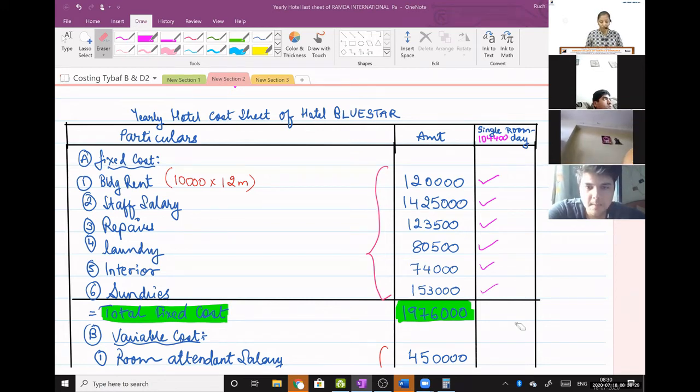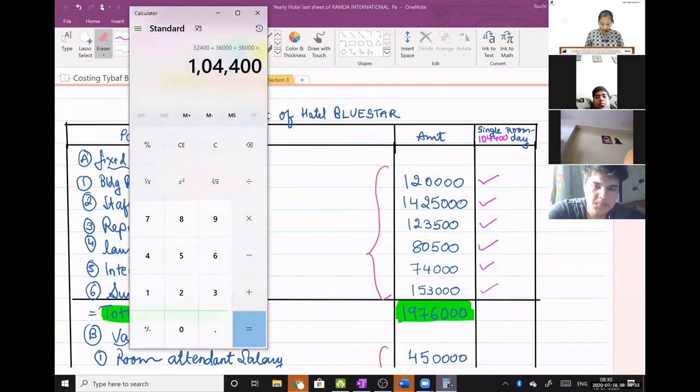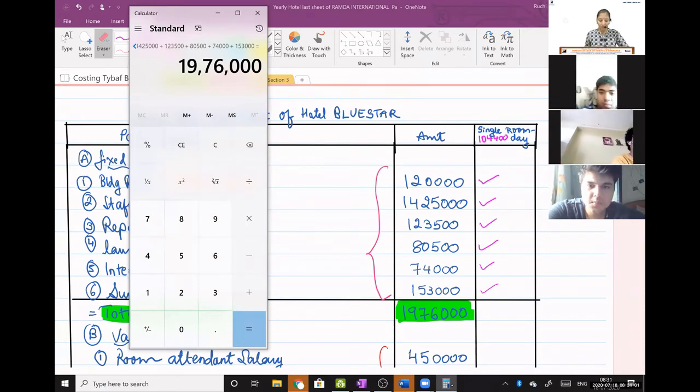Then total your fixed cost. All the 6 expenses under fixed cost. Let us verify. 1,20,000 plus 14,25,000 plus 1,23,500 plus 80,500 plus 74,000 plus 1,53,000. So the answer is 19,76,000. So that's my total fixed cost.